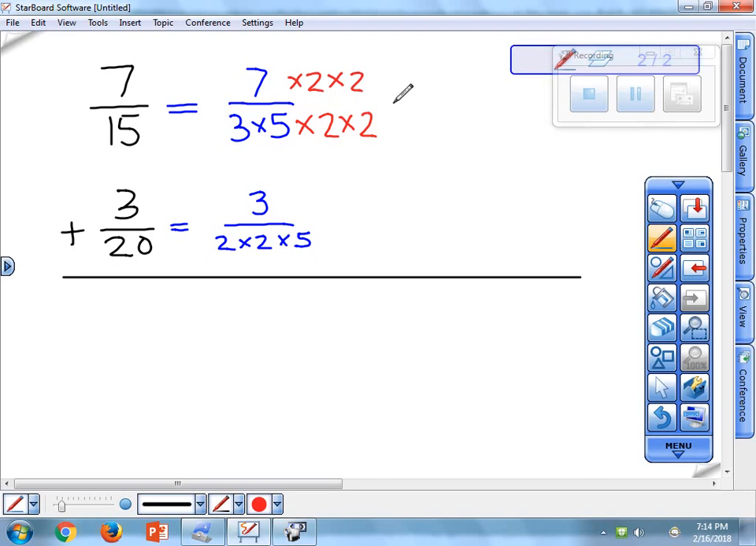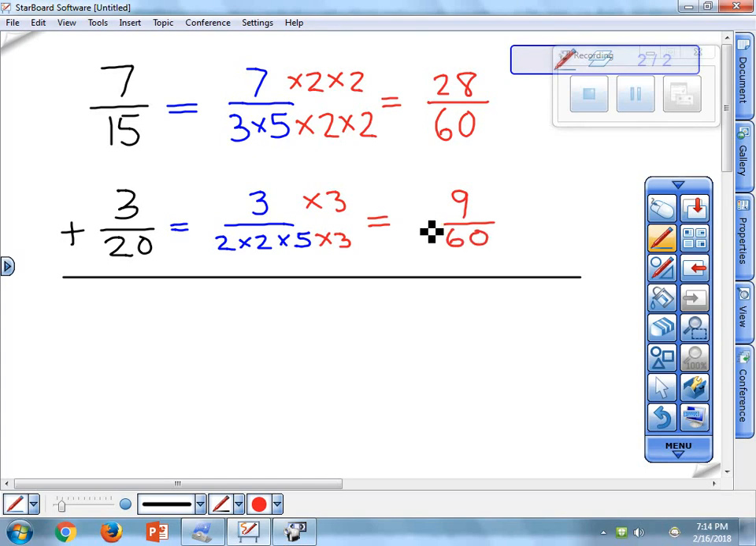So when I do this, 7 times 2 times 2 is 28. And 3 times 5 times 2 times 2 happens to be 60. And in the second fraction, I notice I have two 2's and a 5. I'm missing a 3. From the first fraction, I know that there was a 3 included in its prime factors, so I need to include that 3 here, so that 3 times 3 is 9. And again, 2 times 2 times 5 times 3 is 60.